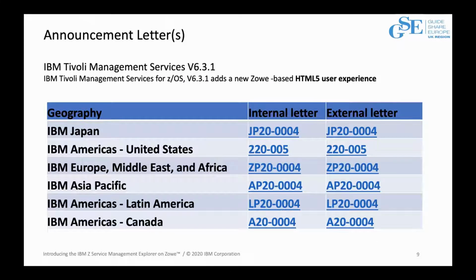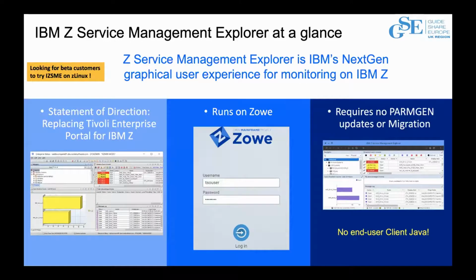As I mentioned earlier, we announced it in May. These are links. I don't think I've uploaded the slides or PDF to the GSE website yet, but you should be able to download that and use the links. We introduced it as part of IBM Tivoli Management Services version 6.3.1, and IZSME is part of that delivery. It's a $0 PID, so you can download it and implement it straight away.